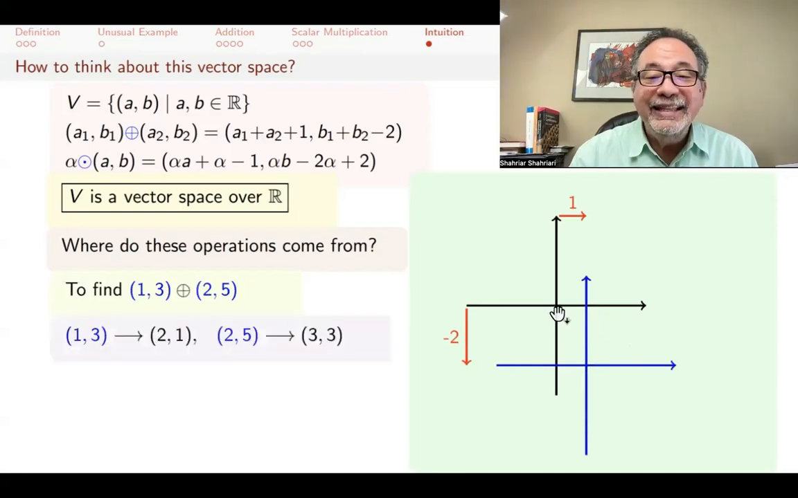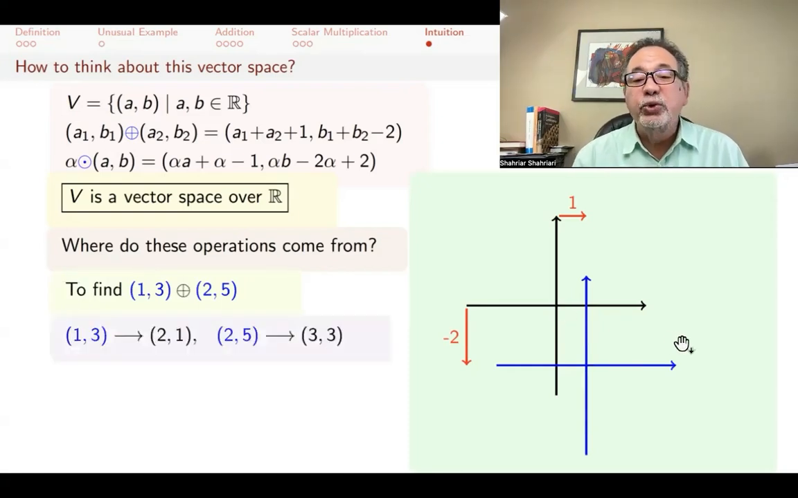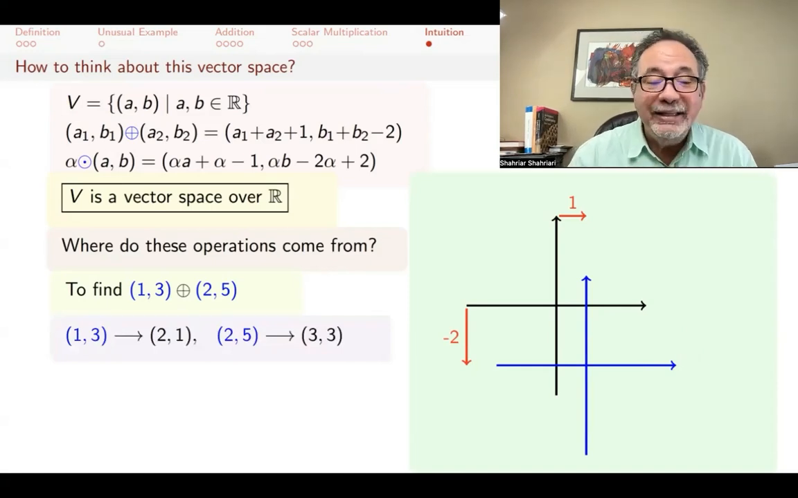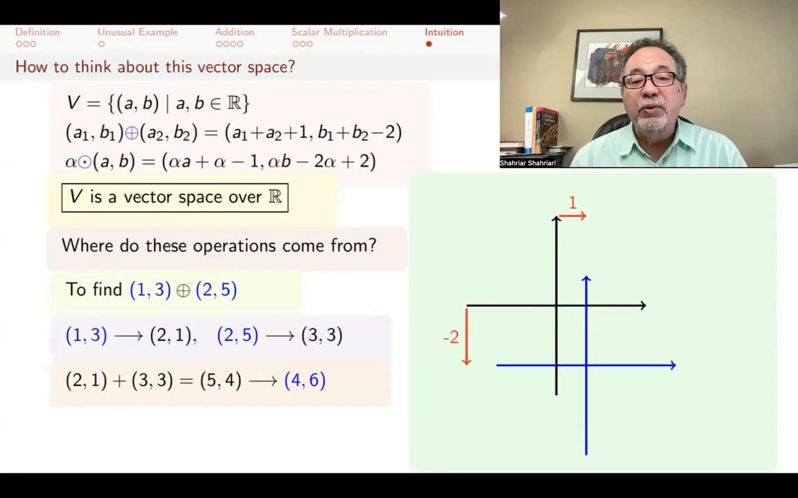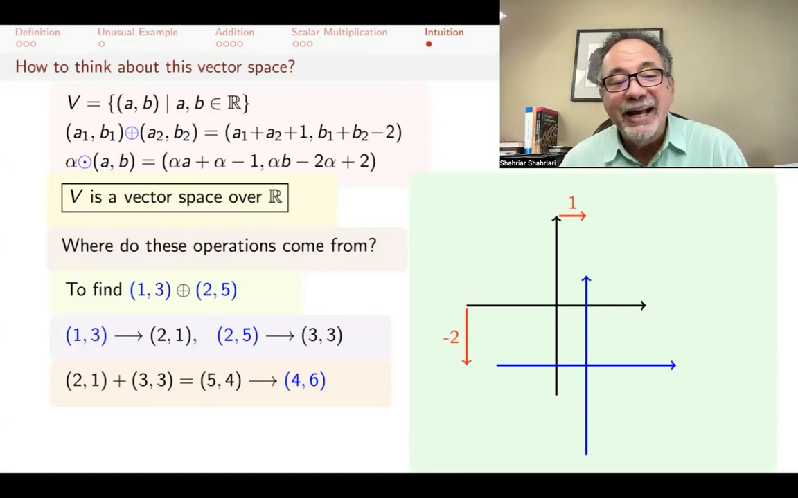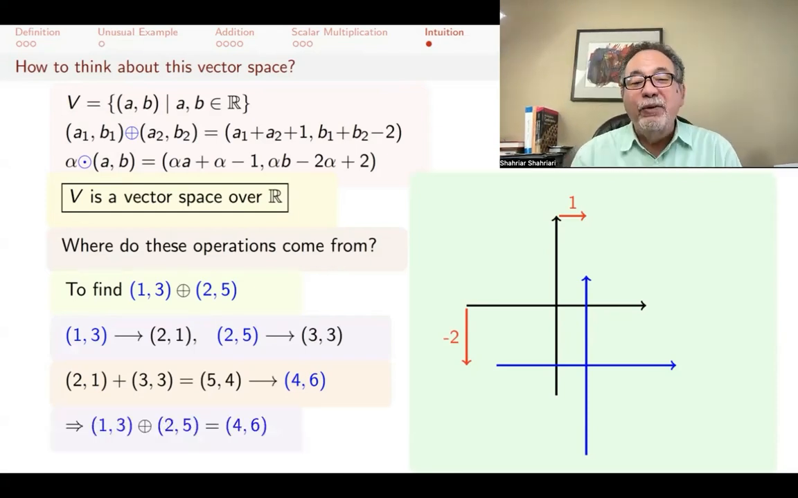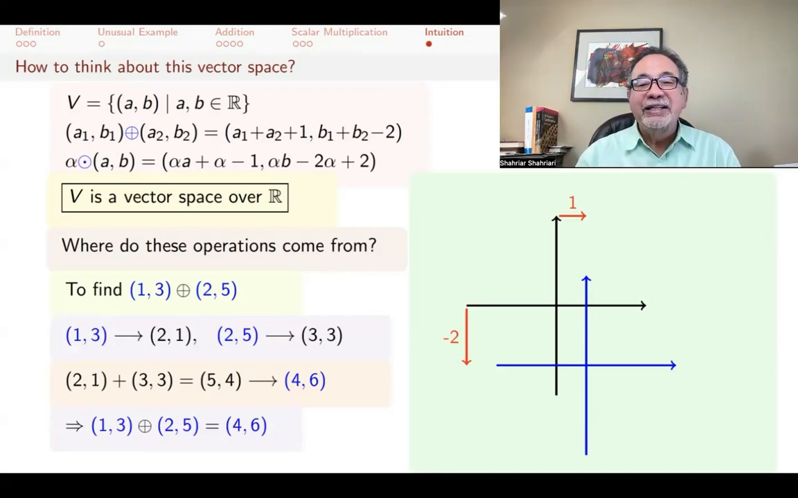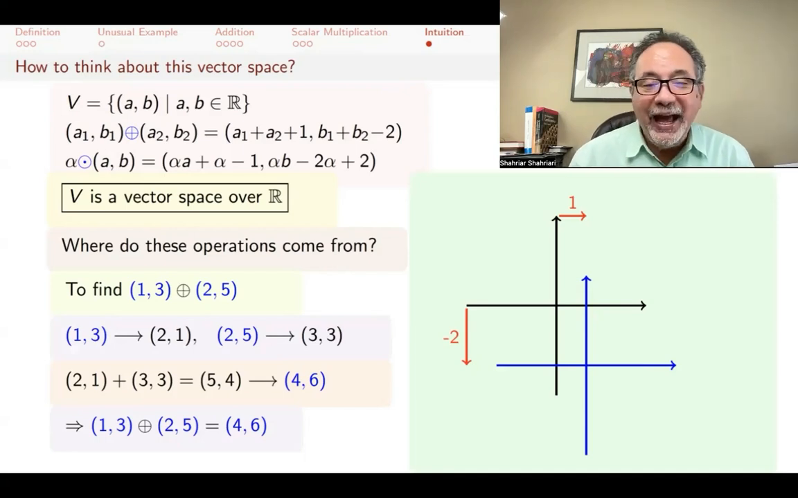1, 3 in the old axis is really 2, 1. And 2, 5 in the old axis is really 3, 3. In the old axis, 2, 1 plus 3, 3 is 5, 4. That's just a normal way of adding it. But you're not reporting it in the old axis. You've got to go back to the blue axis and you get 4, 6. And that's how 1, 3 plus 2, 5 ends up being 4, 6. It's that we are sitting in a different axis, but doing operations in the old axes.